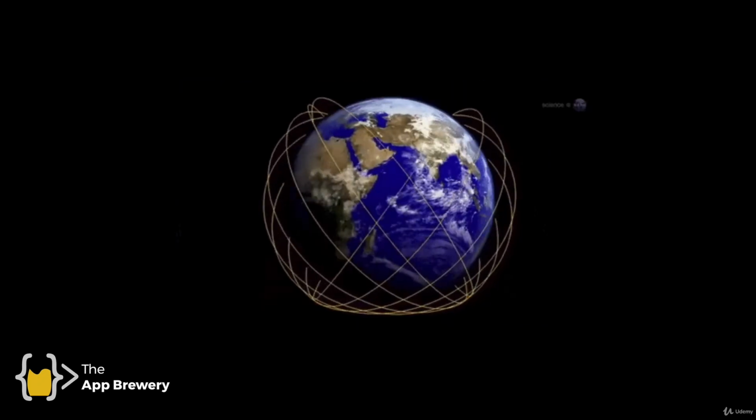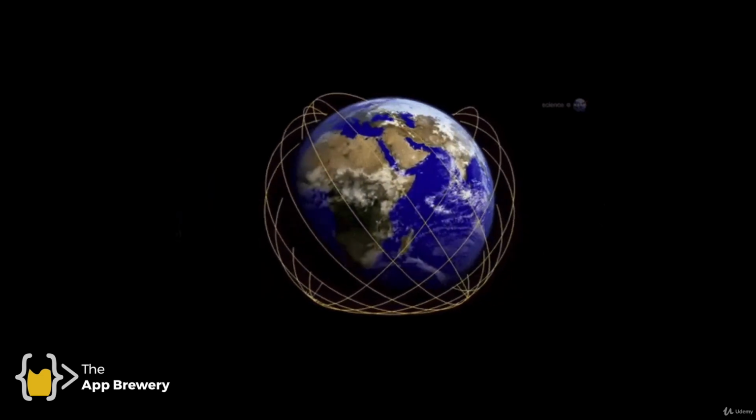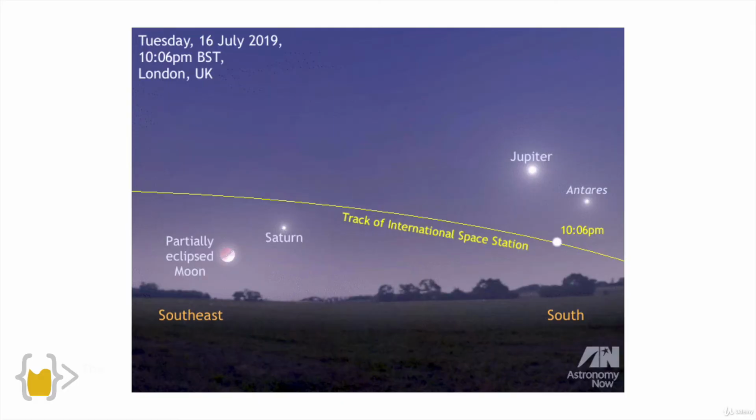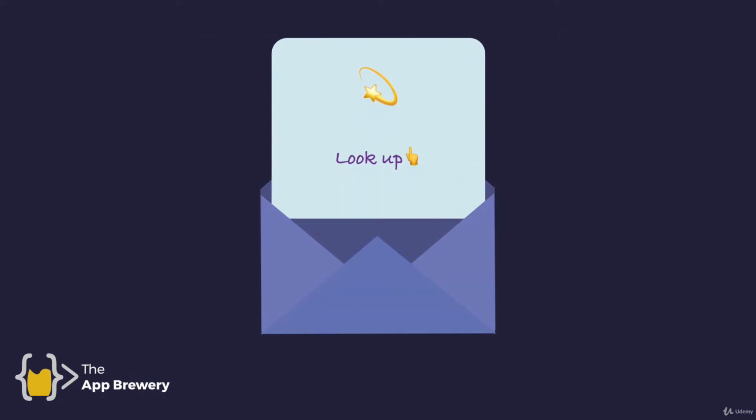And what we're going to try to do is we're going to try and track where the ISS is currently at in the sky. And at the time point when the ISS is in the night sky, right above where we are, then we're going to send ourselves an email telling us to look up and spot the fast-moving ISS.